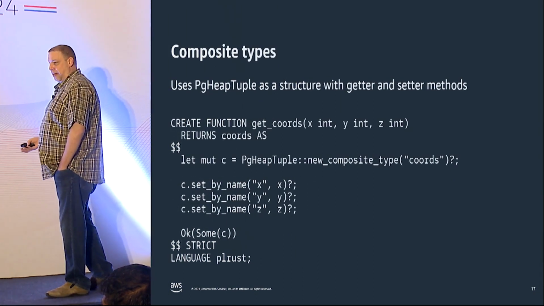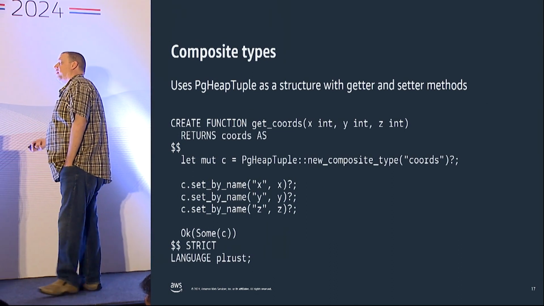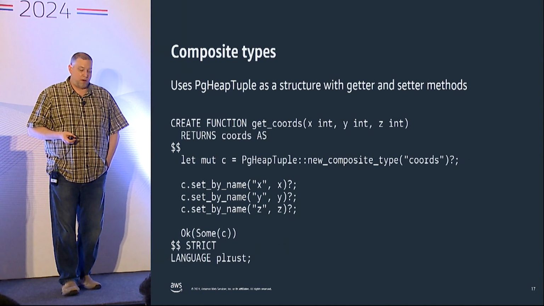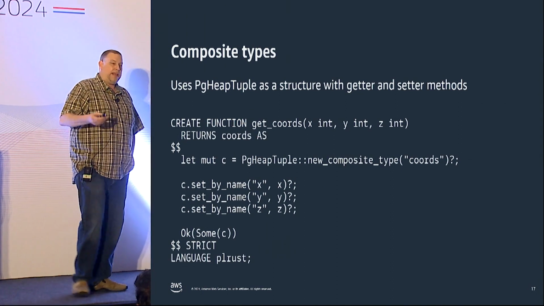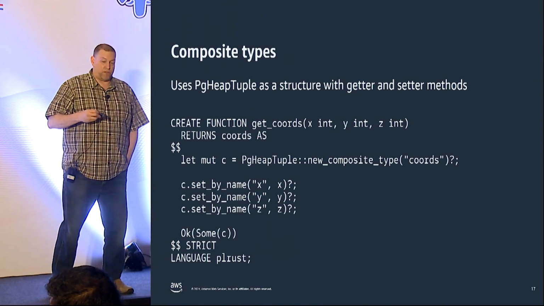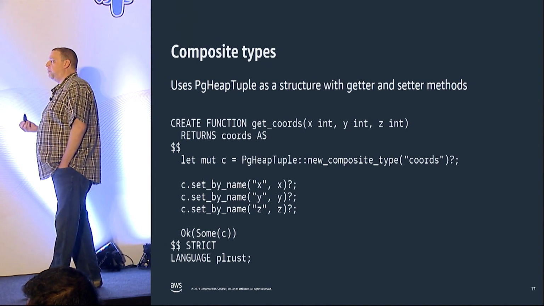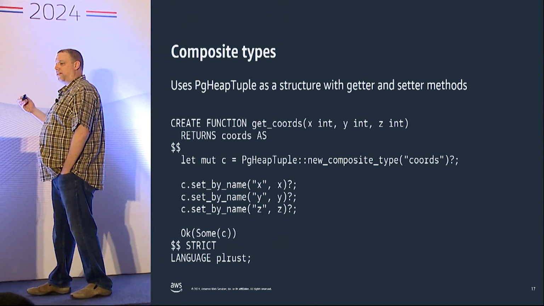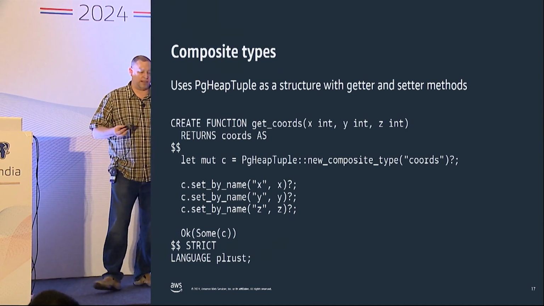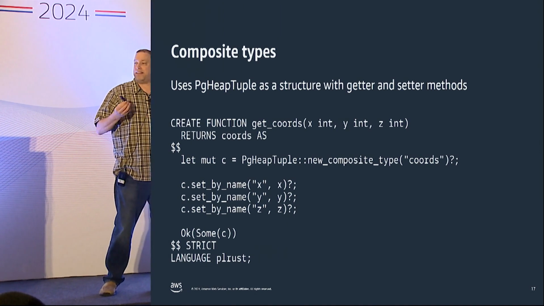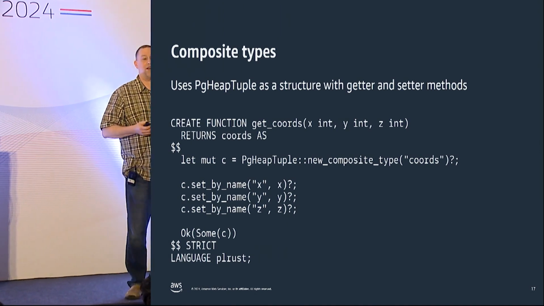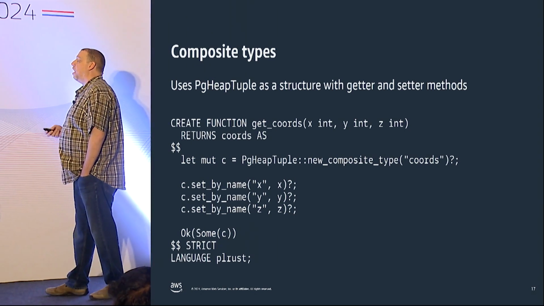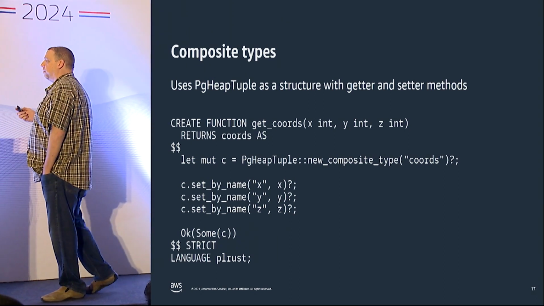You can use composite types. So if you have a composite type like coords that has an X, Y, and Z component to it, it's mapped inside of PL Rust as a PG heap tuple structure. So this way you have getters and setters on each of the individual elements inside of that type. So you're able to access them or set individual things inside of there. So you can work with your normal data types that you may have created inside of PL Rust.